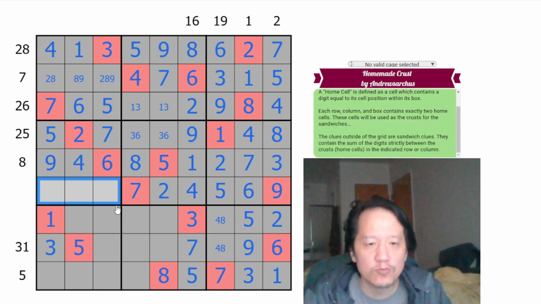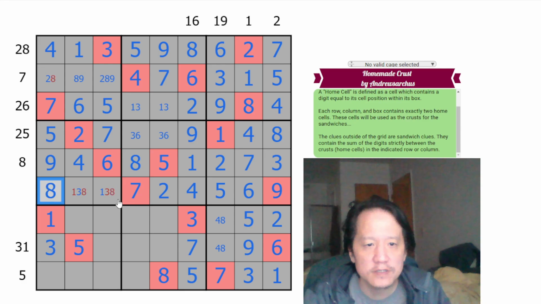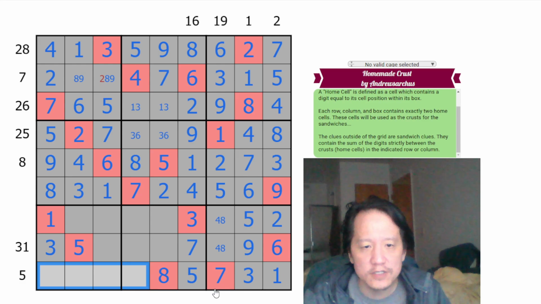This is 1, 3, and 8. So therefore this is an 8. This has to be 3. This is 1. This is 2. The 2 cannot be here. Okay, so the 2 can be here. Okay, let's look at this. This can be 2, 4, 6, and 9. We already have 2, 4, 9 here, so this is 6.